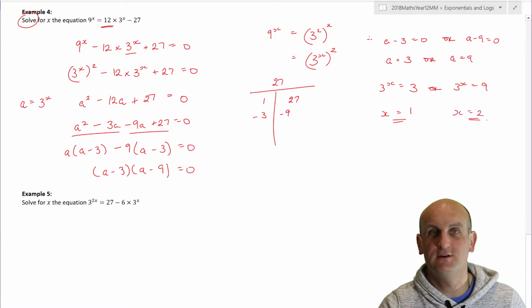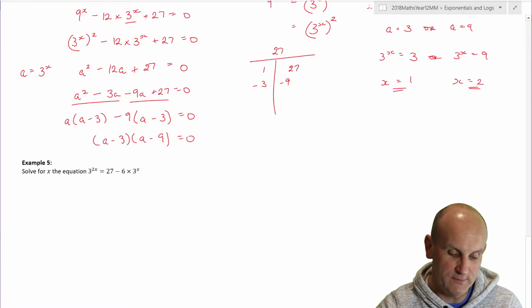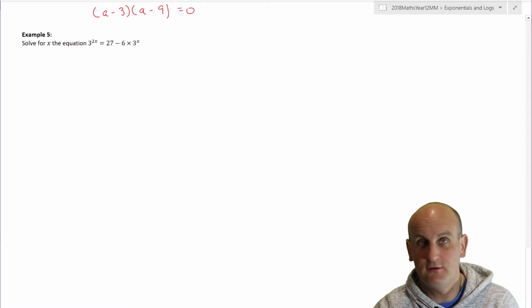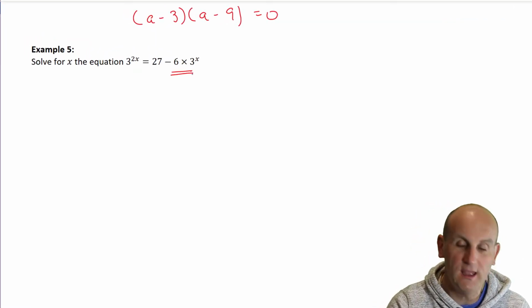And there we go. Solving these quadratic things. Now, I promise you, these are on exams all the time. They are a fabulous question, right? And again, we've got another example here, slightly different.